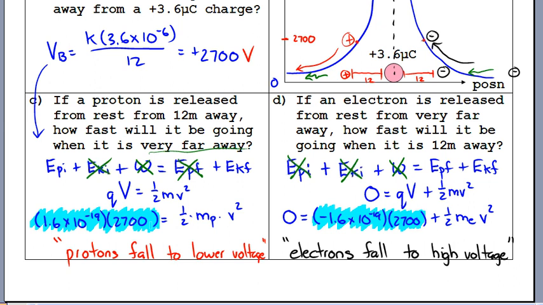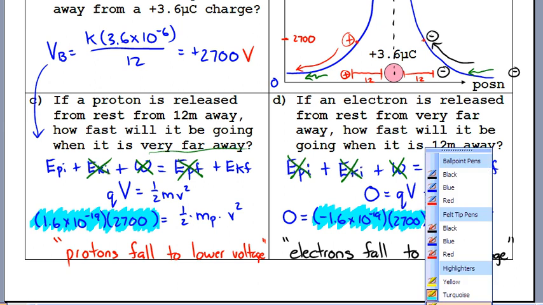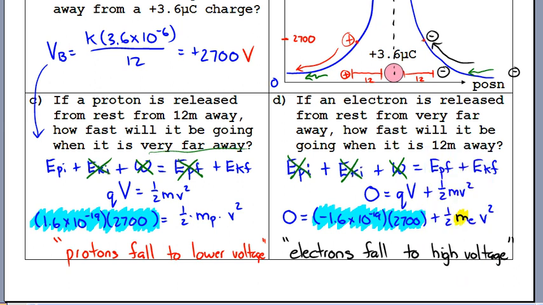But one of them goes way faster than the other, and it's the electron because it's so light. The electron's mass is about 2,000 times smaller than that of a proton. So it's going to take all of that energy, and it's going to end up going really, really fast. So you end up with a faster speed in the end. And again, key thing, the force was changing. That's why we had to do conservation of energy and could not do simply forces and dynamics.